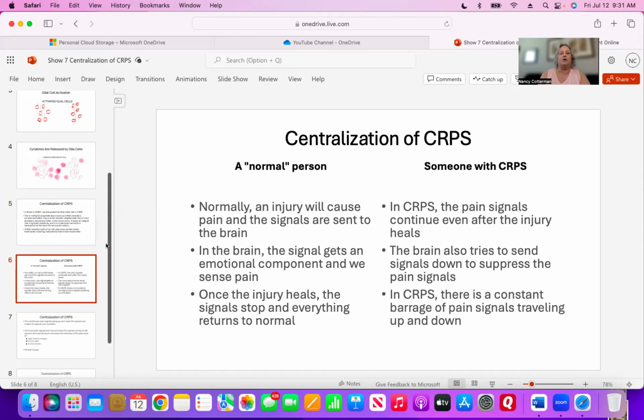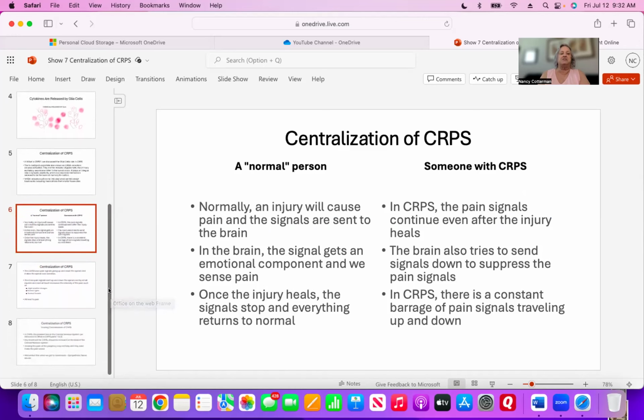So, a normal person gets an injury, it will cause pain. These signals are sent to the brain. In the brain, the signal gets an emotional component and we sense pain. Once the injury heals, the signals stop and everything returns to normal. In someone with CRPS, this is not the case. In CRPS, the pain signals continue even after the injury heals.